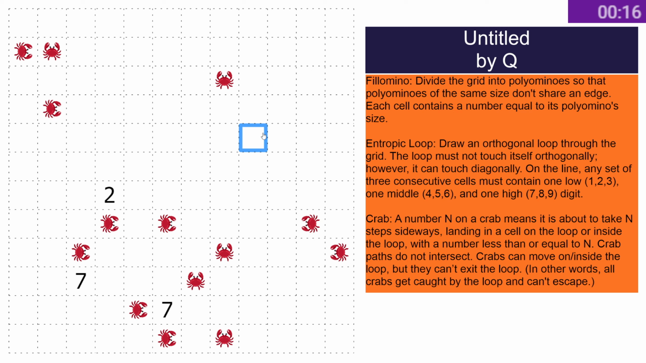to be fair. But anyway, standard Fillomino, and then we're drawing an entropic loop throughout the grid, so that can never stay in a region, which might be interesting. It can't touch itself orthogonally, but diagonally it's fine. And then these crabs slide around sideways.